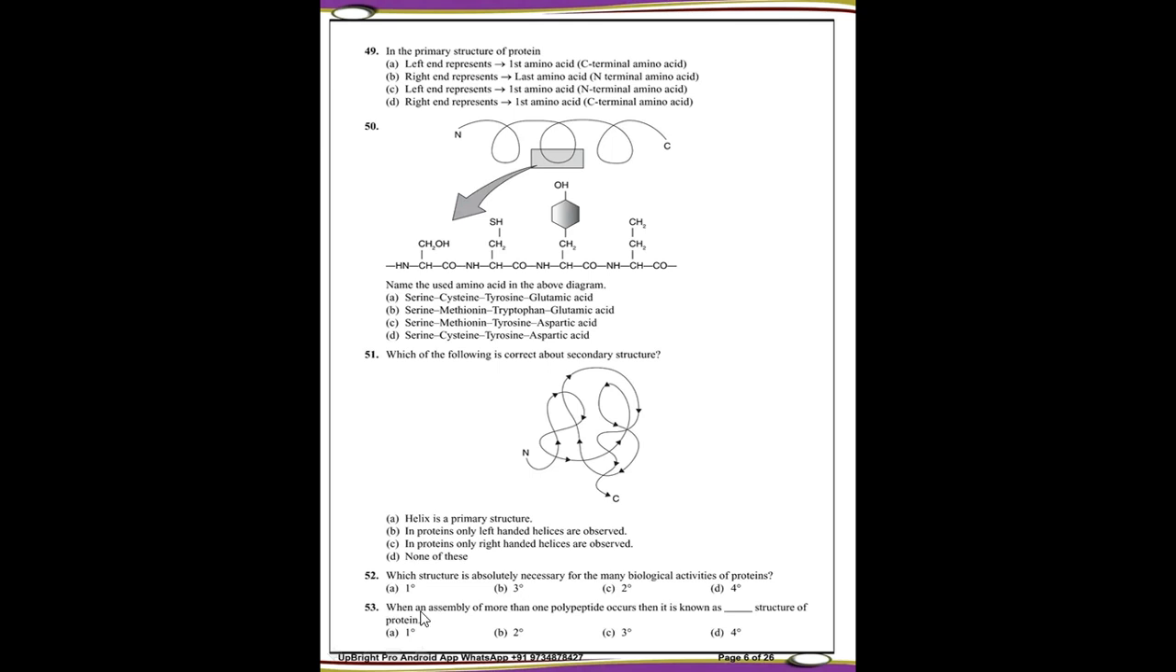53. When an assembly of one or more polypeptides occurs, it is known as? So we have a straight chain polypeptide, and they assemble, we get a quaternary structure. The answer is D. A polypeptide can be a protein in a tertiary structure form. When they assemble, they form a quaternary structure. So the answer for 53 is D.